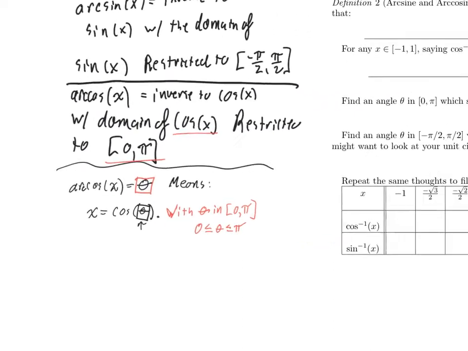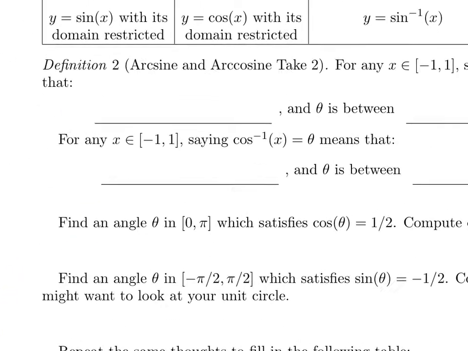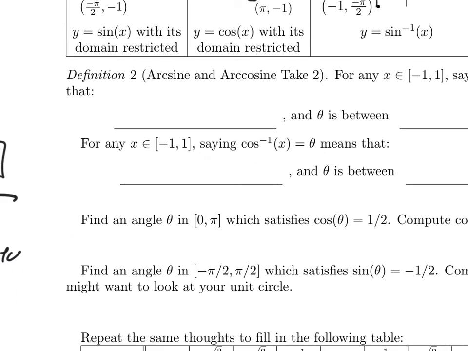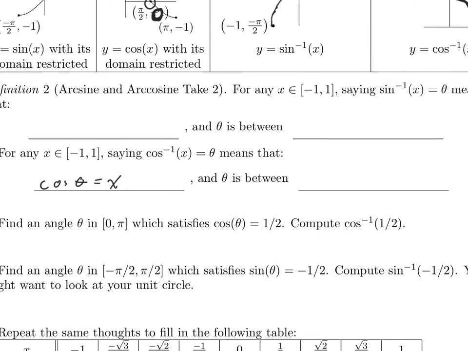So let's write that down. For a valid input, an x value in between -1 and 1, if someone says that the inverse cosine of x, or arc cosine of x, is equal to theta, what they are saying is that the cosine of theta equals x, and this angle theta is between 0 and pi inclusive.